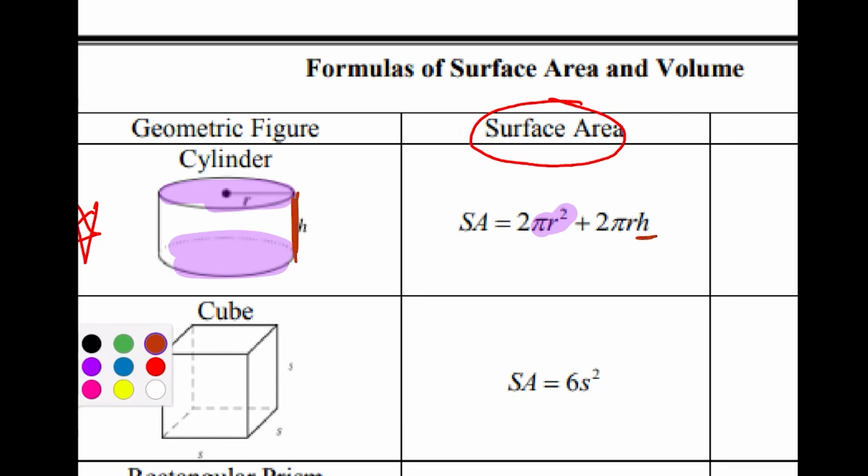Right, the h is right here. The 2 pi r is the circumference of this circle, which is the length of this rectangle. Right? This length right here is a circle. So if I were to unwrap this cylinder, I would have the 2 circles, and then I'd have a rectangle, which is the height times 2 pi r.